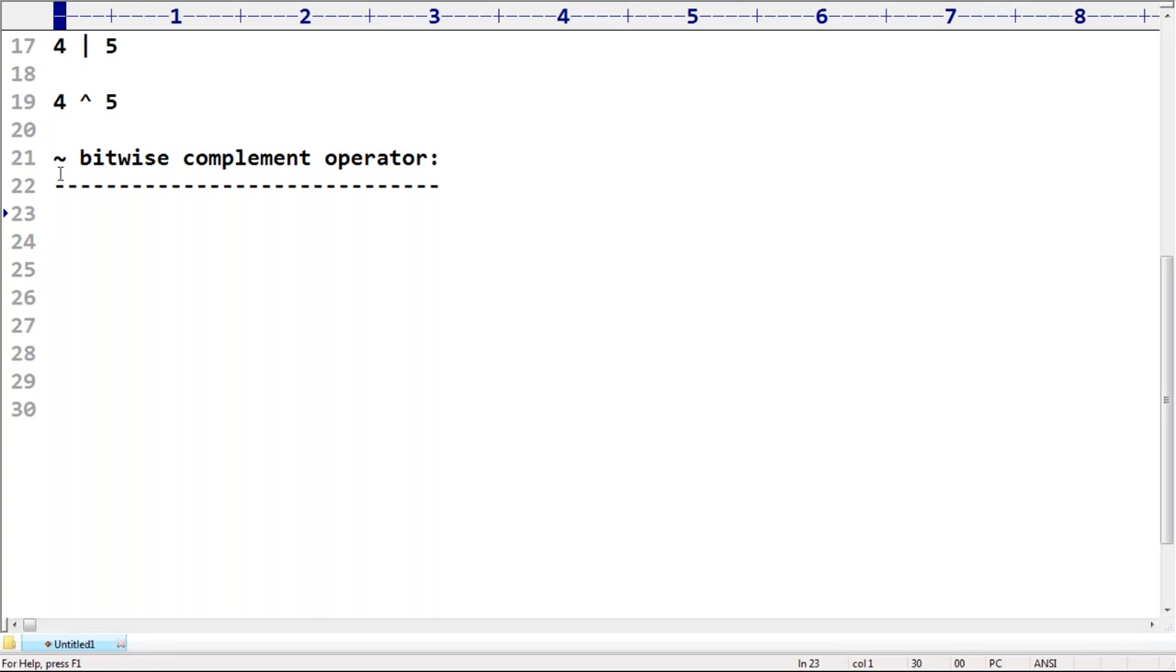These are very dangerous operators, so take very special care. The people who are not that comfortable with mathematics, please take a bit of special care. If I take the negation of 5, what is the answer?